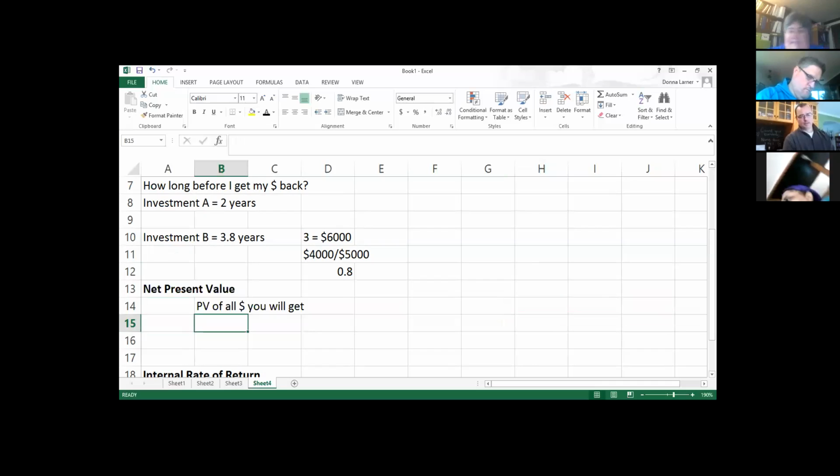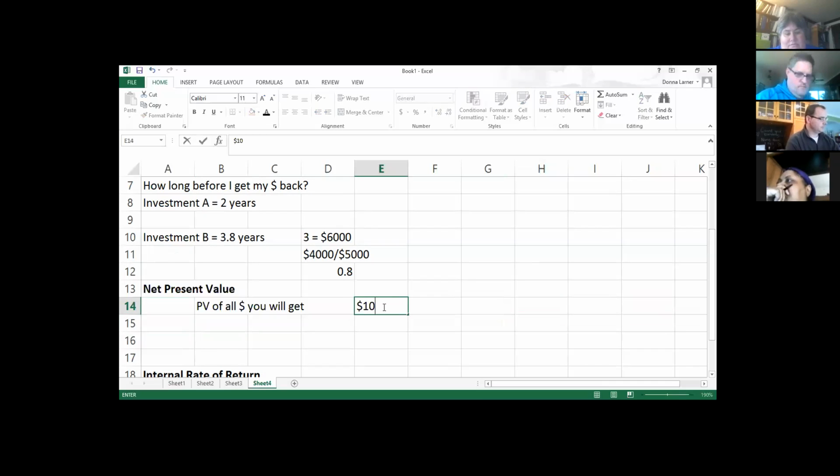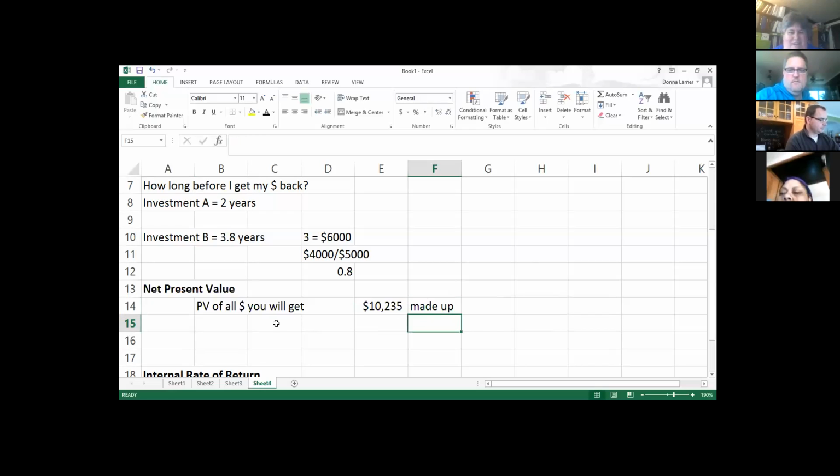Then I'm going to make a number up. Let's say I go through all that present value calculation and it says that my investment's going to bring me $10,235. That's the present value of all the money I'm going to get. I don't want anybody looking at this later going, I did all the present value calculations on that problem and I can't get that number.